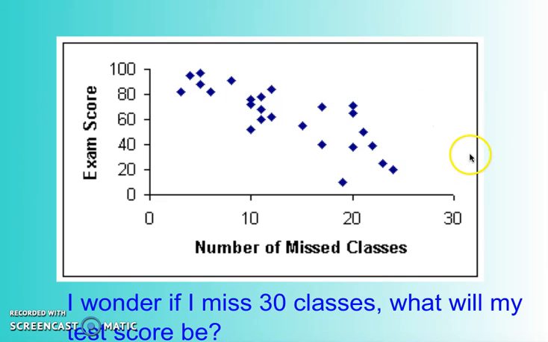Okay, let's look at another one. So we have exam scores here and the number of missed classes. And I want you to notice, if we draw a line of best fit, what kind of correlation would this be?